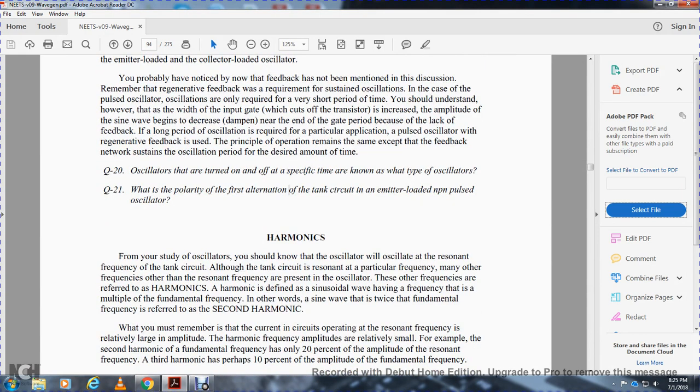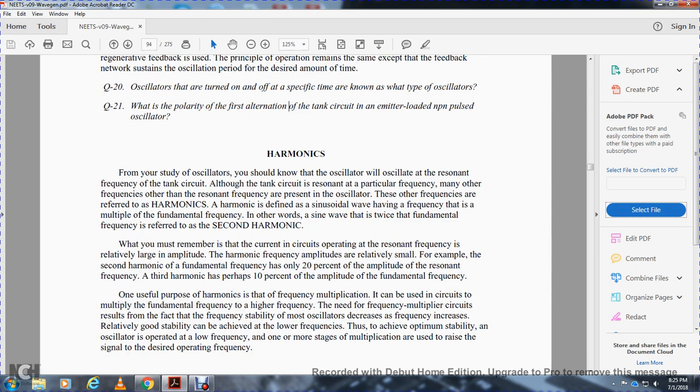From your studies of oscillators, you should know that the oscillator will oscillate at the resonant frequency of the tank circuit. Although the tank circuit has a particular resonant frequency, many other frequencies can occur in the oscillator, and these other frequencies are referred to as harmonics. A harmonic is a sinusoidal wave having a frequency that is a multiple of the fundamental frequency. In other words, a sine wave with twice the fundamental frequency is referred to as the second harmonic.